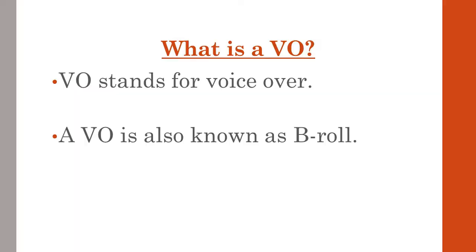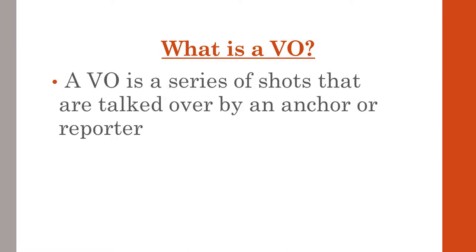So today we're talking about something called a VO, which stands for voiceover. Also known as B-roll. I'll use that term down the road on another day. There's also A-roll. We'll get to that down the road, but B-roll and VO, voiceover, all the same thing. Now, a VO is just a series of shots or a collection of shots that are talked over by an anchor or reporter or someone on a news broadcast of some sort.